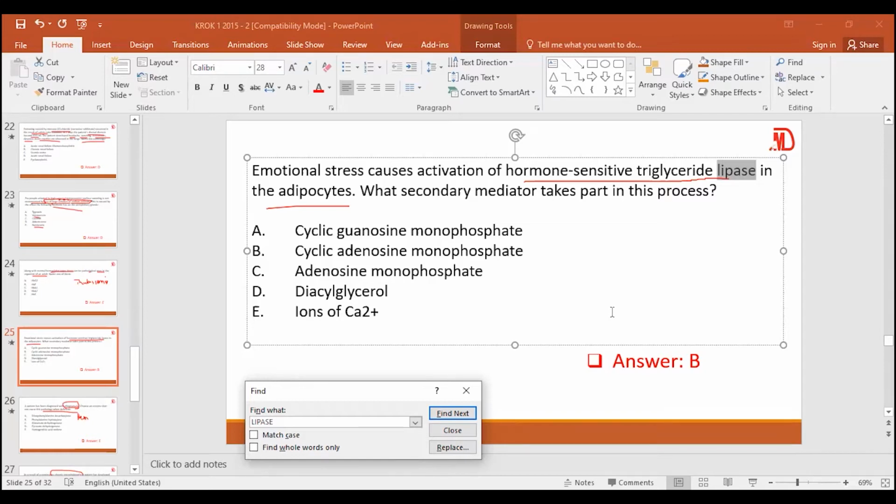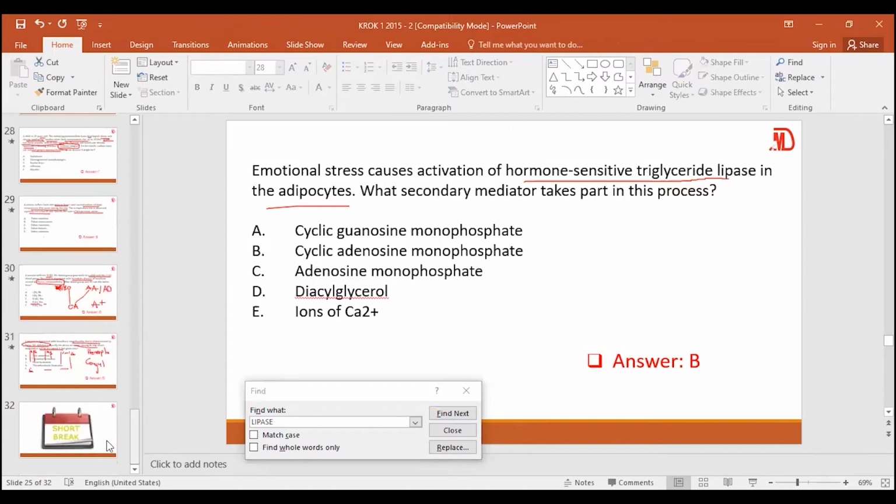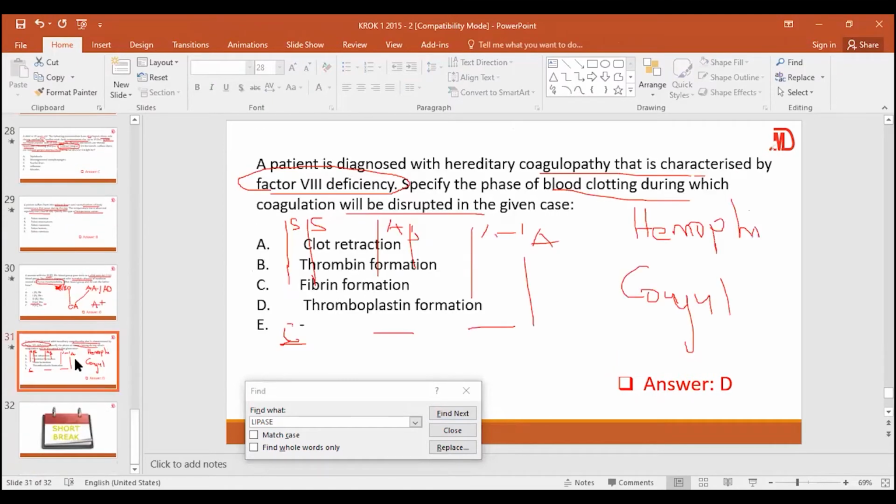Another one. Then the last one on thromboplastin. I don't know why they chose thromboplastin, because thromboplastin is factor 3.